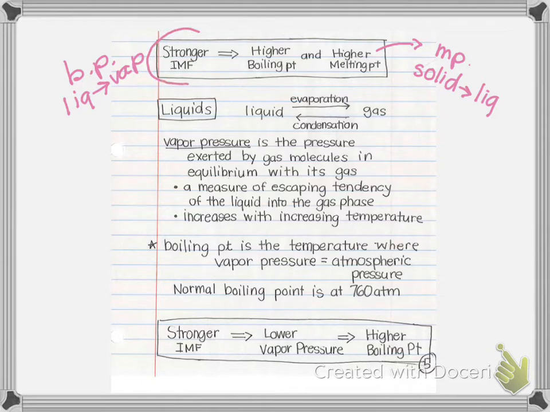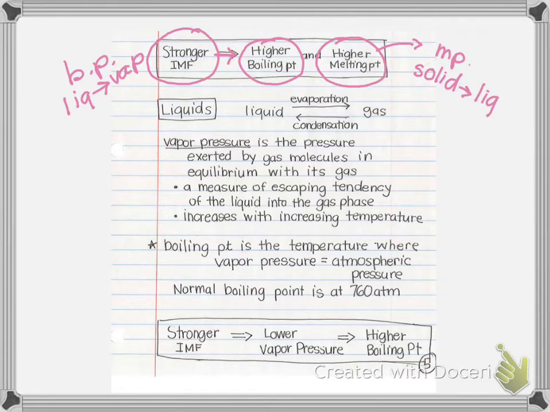In this case, when comparing two compounds, the stronger the intermolecular forces, the higher the boiling points and melting points. This makes sense because the stronger the intermolecular forces, the more tightly the molecules are held to each other, which then increases the energy needed to boil and melt.